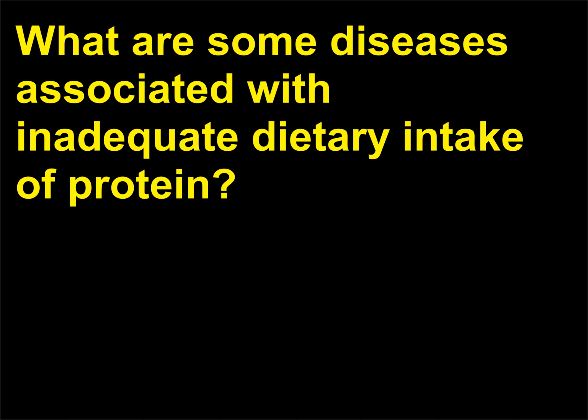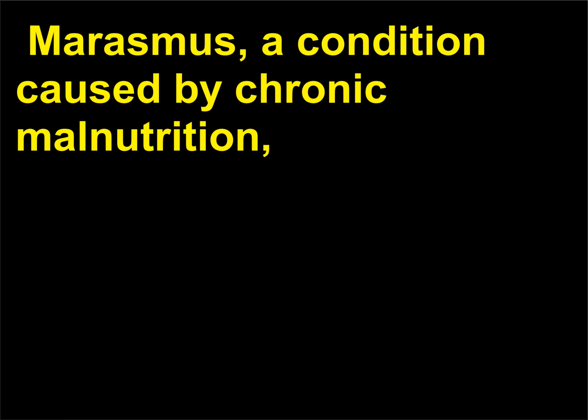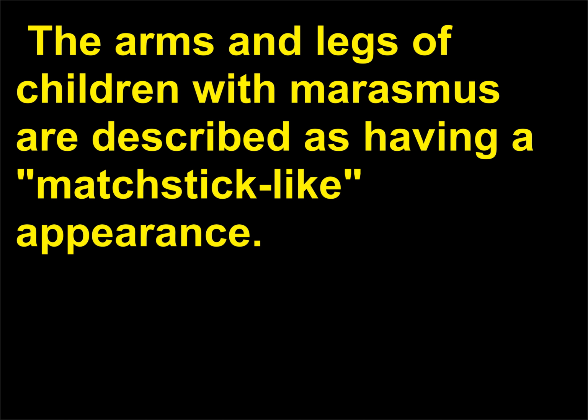What are some diseases associated with inadequate dietary intake of protein? There are several diseases associated with insufficient protein intake. Marasmus, a condition caused by chronic malnutrition, occurs most often among children 6 to 18 months of age. The arms and legs of children with marasmus are described as having a matchstick-like appearance.